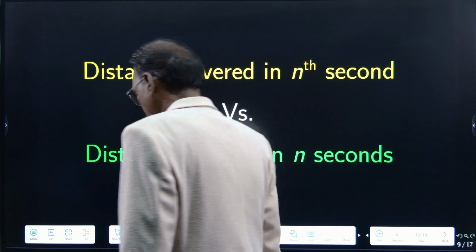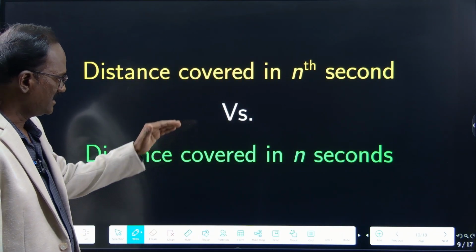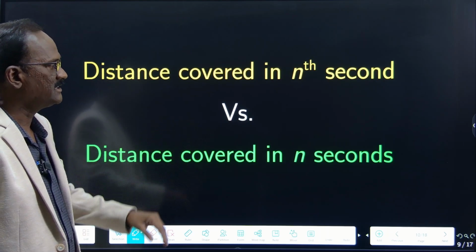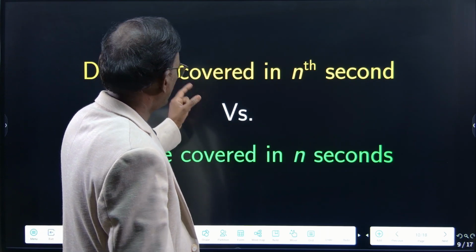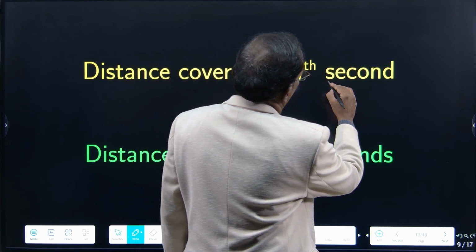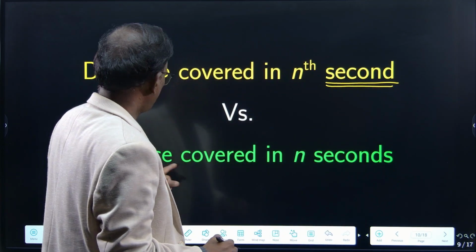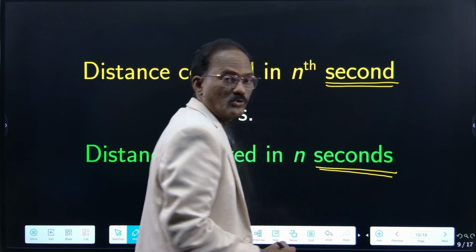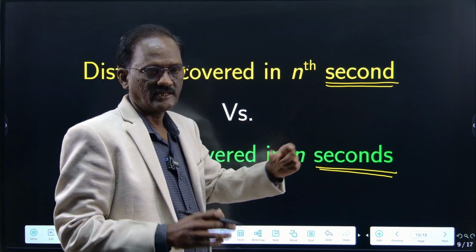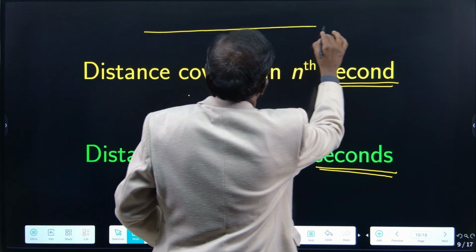Yes. Next topic is distance covered in nth second versus distance covered in n seconds. First, let us find the difference. Distance covered in nth second. So this word is singular. Distance covered in n seconds. This word is plural. So nth second. So many intervals we can divide. This is a long line.